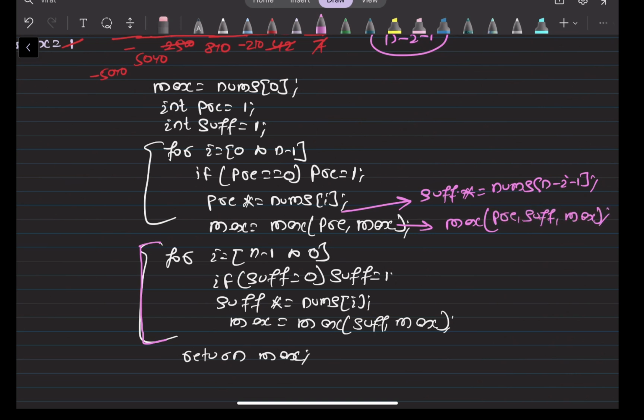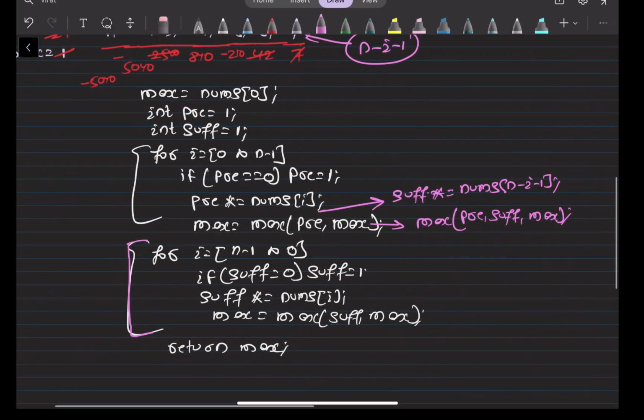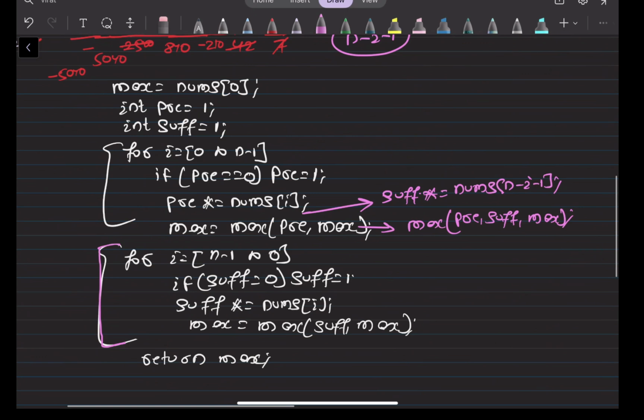So this is only the implementation part. This is just the rough idea of how we can combine these two. If you talk about the time complexity here, time complexity will be big O of n, and space complexity will be, sorry, space complexity will be constant here. Okay, this is the solution which we have checked using prefix and suffix.